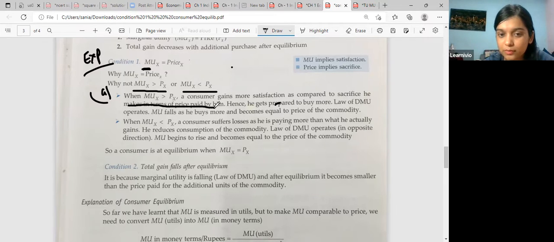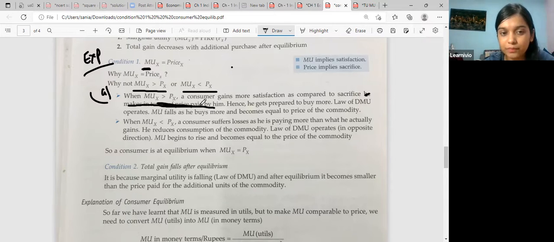Let's make it simple. Hence he gets prepared to buy more. Now he will purchase more, right? Then what will happen? Law of DMU operates. MU falls as he buys more and becomes equal to the price of the commodity. MU falls till it becomes equal to the price of the commodity. Clear? You can add your line like this: as he buys more, MU starts falling, and MU will fall till it becomes equal to the price of the commodity. Clear? You don't have to write this line.